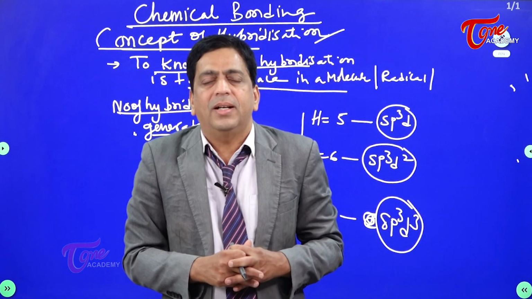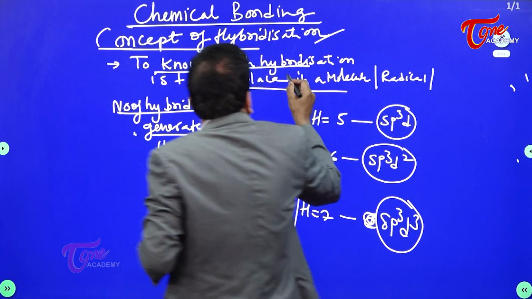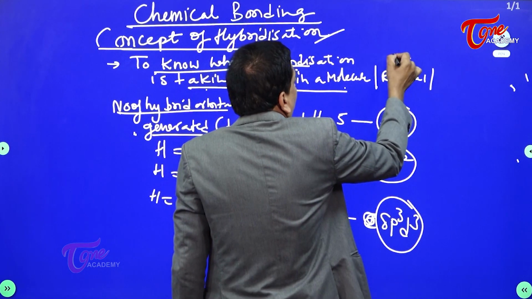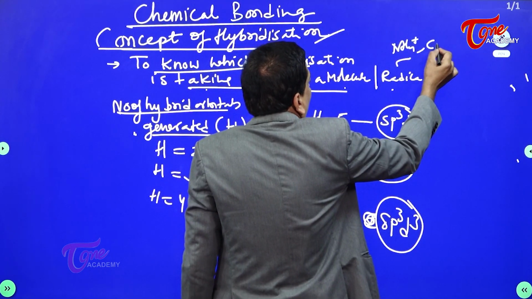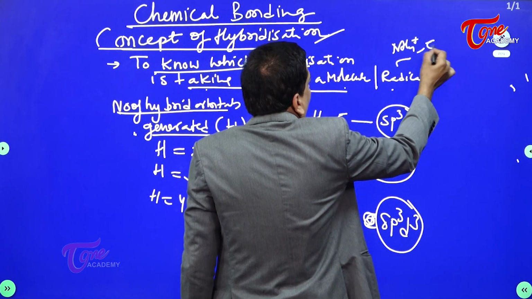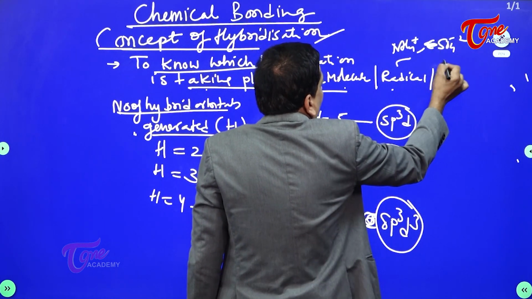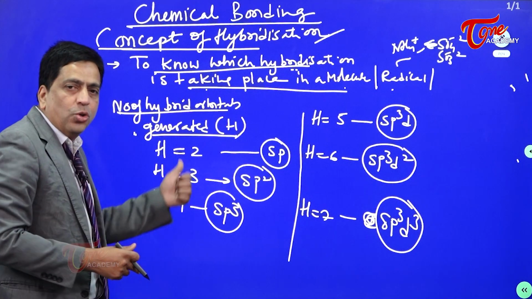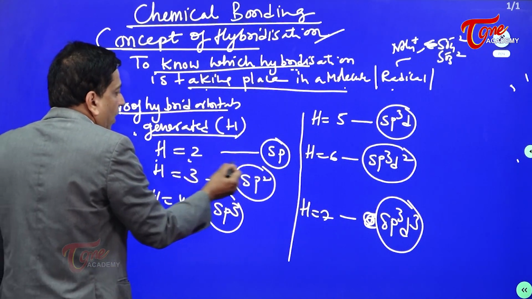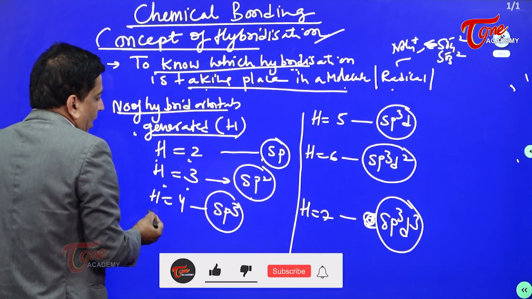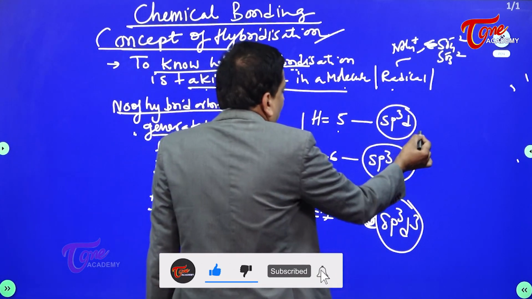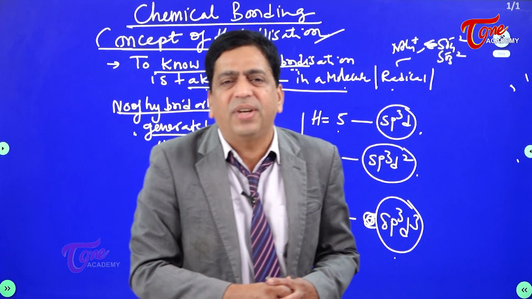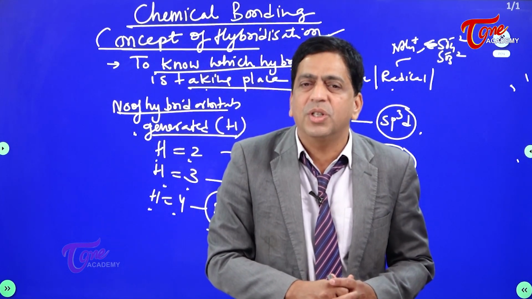For them, if you wanted to know which type of hybridization is taking place in a molecule or a radical, it can be radicals sometimes. It can be NH4+, it can be SO4 2-, it can be SO3 2-, whatever. These are radicals, right? Even for them, you should know the number of hybrid orbitals. If H is 2, sp. H is 3, sp2. H is 4, sp3. H is 5, sp3d. 6, sp3d2. 7, sp3d3. That is how you can fix the hybridization in a molecule, you must understand.